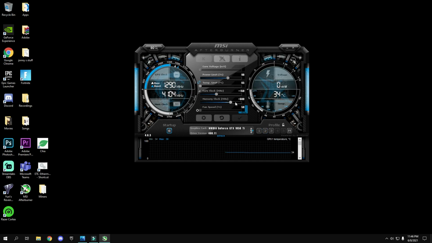I put this on 750. You could play around, but I think it's better for me to just keep it at 600. And the fan speed, it's better that it stays on 70%. So yeah, these are my overclocks and my hash rate on my 1050 Ti.